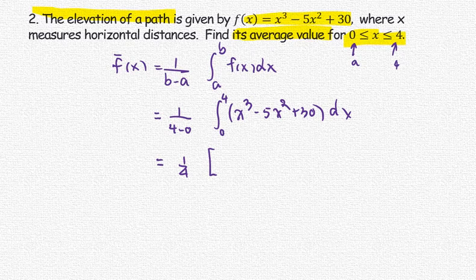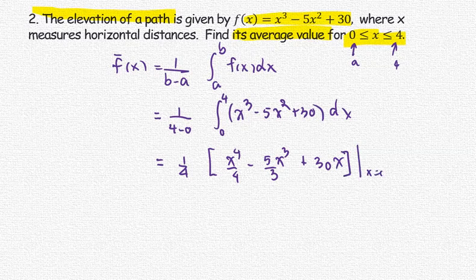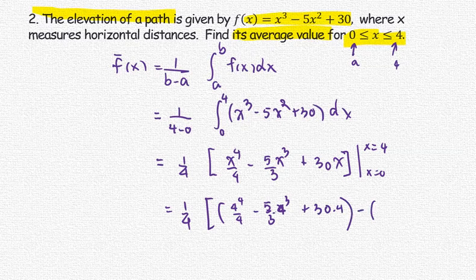For x to the third, we get x to the fourth over 4, minus the second term 5x to the third divided by 3, and the last term we get 30x, evaluated from x equals 0 to x equals 4. Now replace x with the upper limit, x equals 4. The first group we get 4 to the fourth over 4 minus 5 over 3 times 4 to the third power plus 30 times 4, and then subtracted by the quantity from replacing x with 0, which is 0.